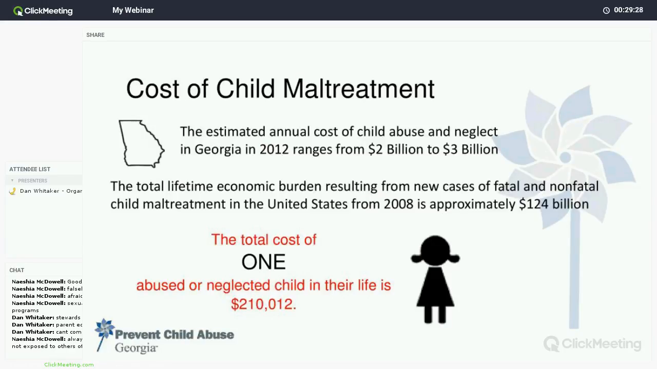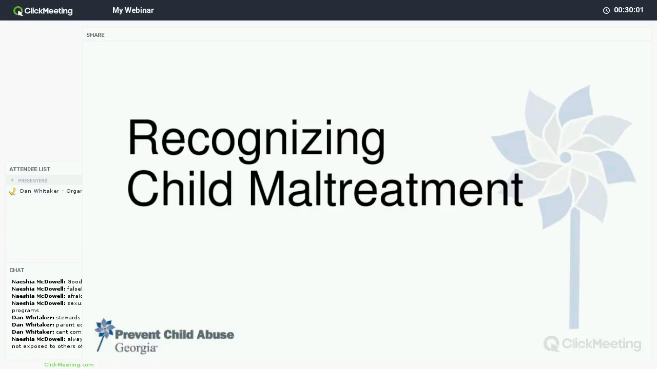The estimated annual cost of child maltreatment and neglect in Georgia ranges from $2 to $3 billion. The majority of these costs are associated with productivity losses, child welfare costs, criminal justice costs, and special education costs. I also wanted to point out that the total lifetime economic burden resulting from new cases of fatal and non-fatal child maltreatment in the United States, just from cases in 2008, will be $124 billion throughout their lifetime.